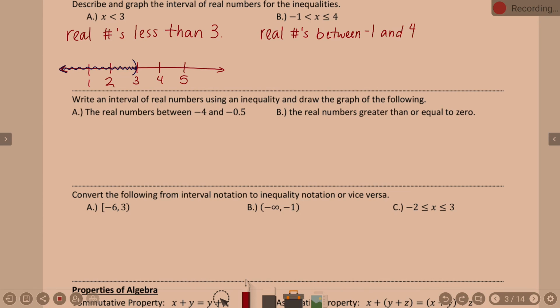Now, what can we say about the endpoints, though? -1 is a parenthesis, 4 is closed. So we've got opposite things happening on the endpoints. In terms of excluding or including, -1 is going to be excluded. So I'm going to say excluding -1 and including 4. And again, there are multiple different ways. This is something you'll have to do in homework, where you'll be writing some stuff out.